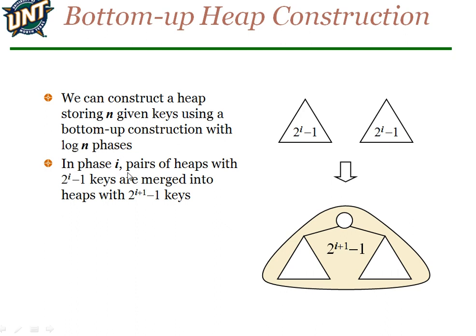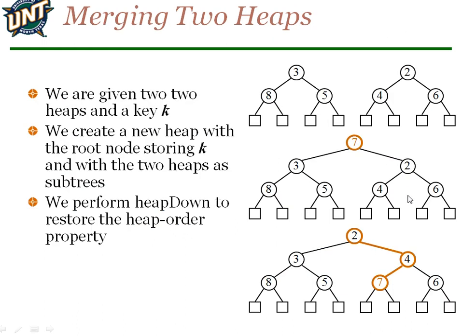So in phase i, pairs of heaps with 2^i minus 1 keys are merged into heaps with 2^(i+1) minus 1 keys. Since we are traversing from the leaf nodes, we try to merge these two into the upper level. We find an element that can be merged with them. And this is how we process.